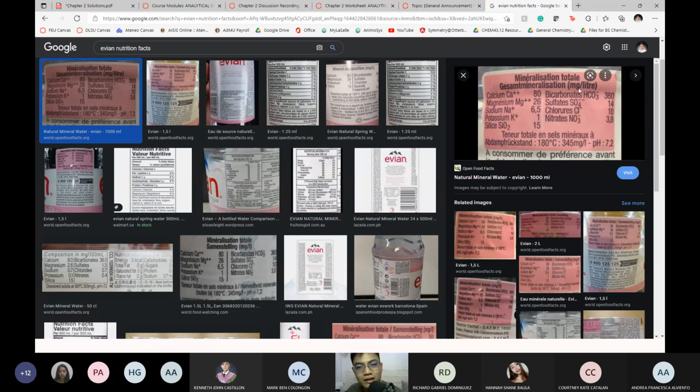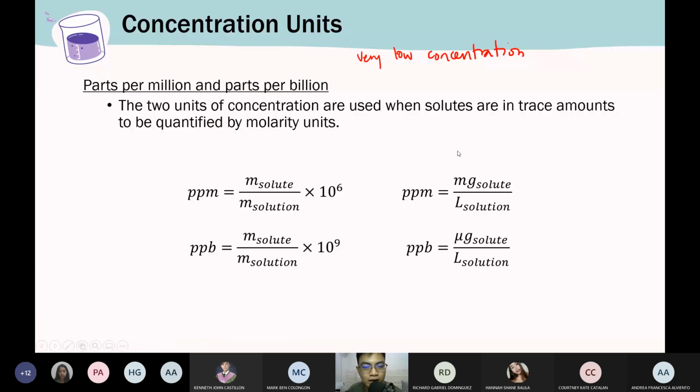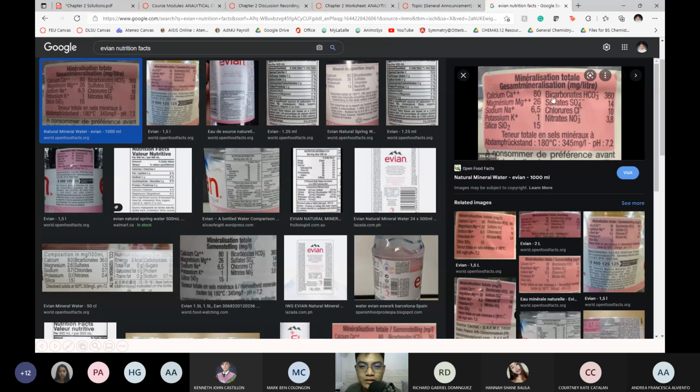Okay. Sabi dito, milligram per liter. Okay. So, the milligram per liter is actually the parts per million. Okay. So, if you divide the milligrams by the volume in liters, you get ppm. So look na. So for calcium, that's 80 ppm. Magnesium, 26 ppm. Sodium, 6.5 ppm. Potassium, 1 ppm.